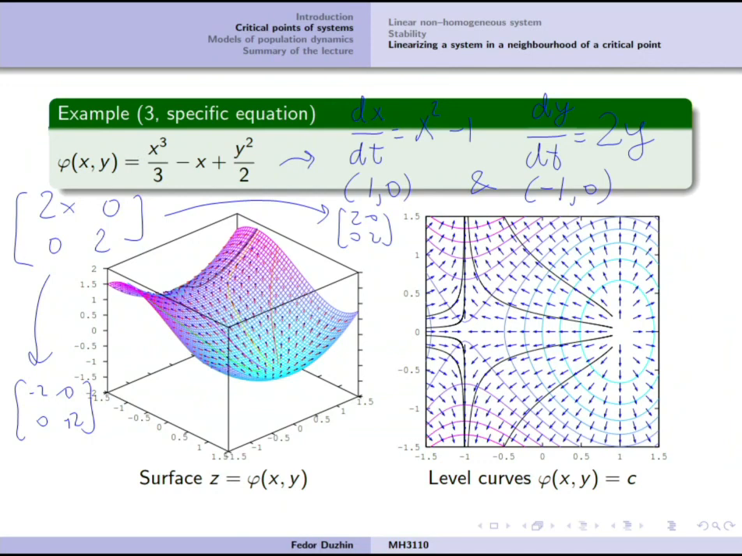Then one of them is a point of, in terms of the differential equation, this is a nodal source. And in terms of the function, this would be a local minimum. Right? And the other one is a saddle point in terms of the differential equation, and it is also a saddle point in terms of the function.